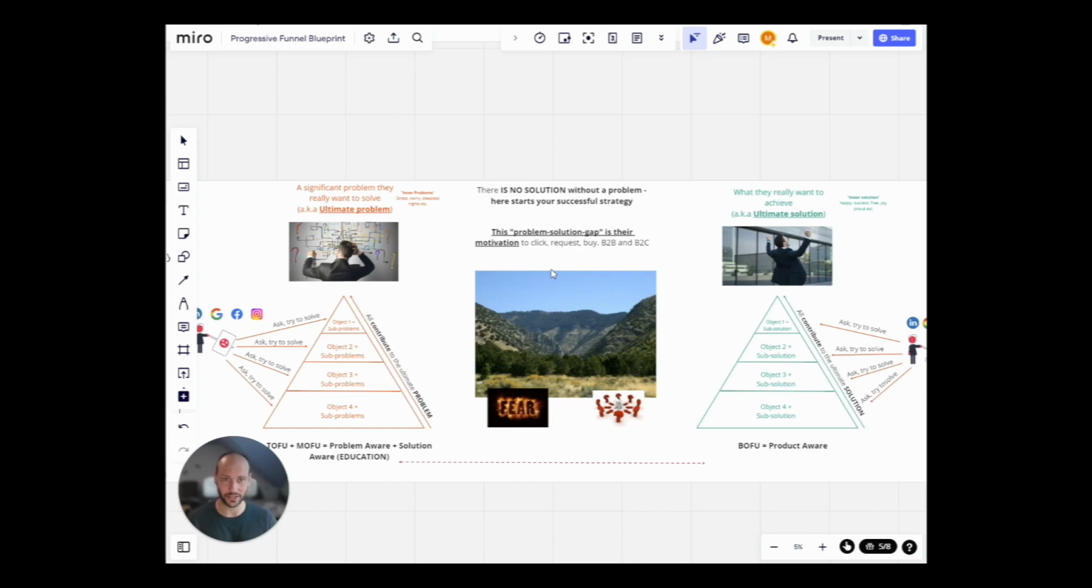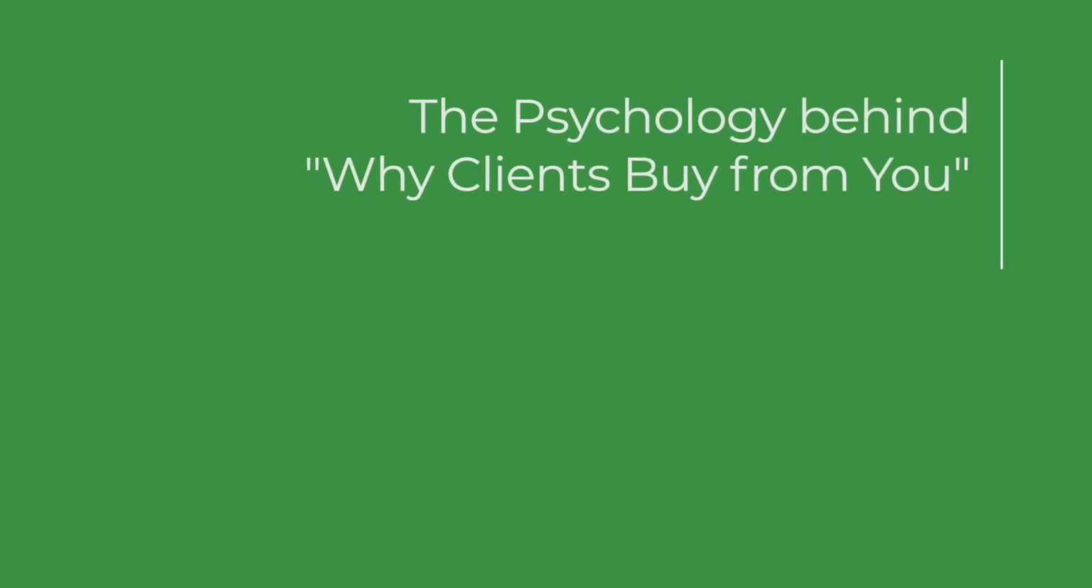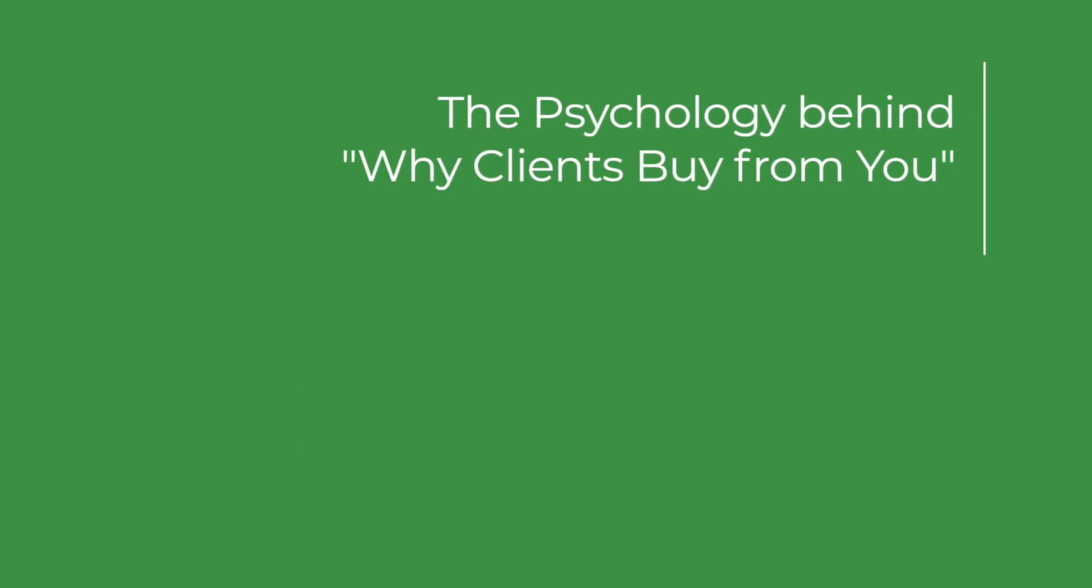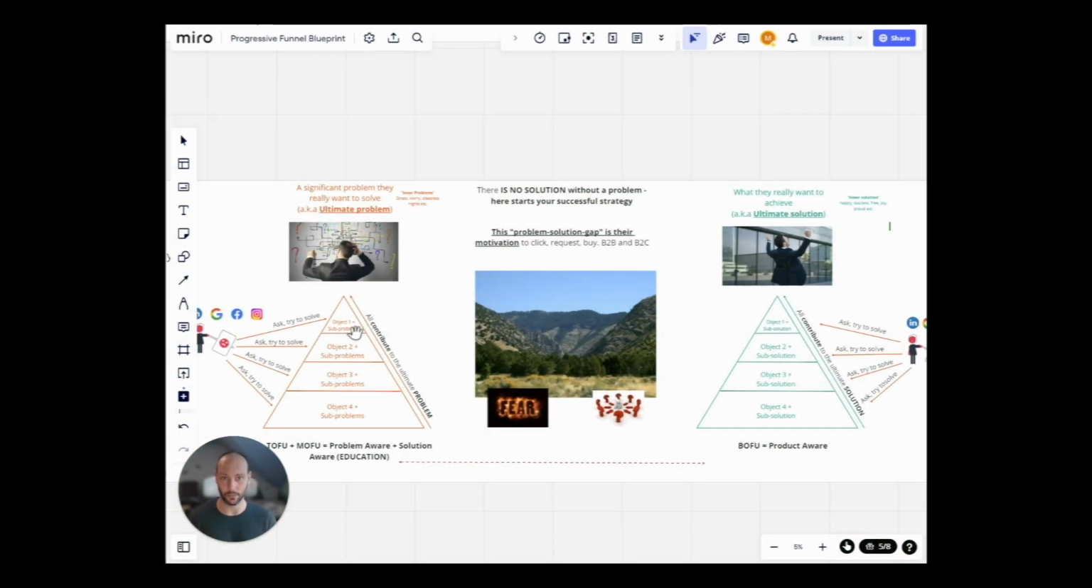And first, we start with the psychology of why clients buy and how to make them buy from you. Clients only buy because they have one thing, and this thing is a problem, a big problem that is so big that it creates inner problems like emotional problems, for example, stress, fear, anxiety, and that motivates them to solve this problem. But they don't have the skills and experience, so they cannot solve it themselves. That's the left side, the top of the pyramid.